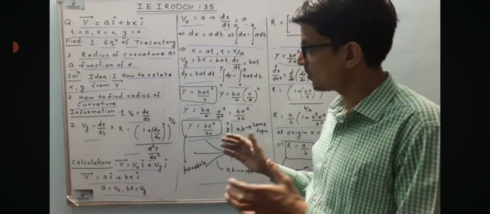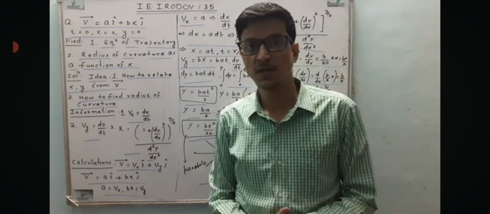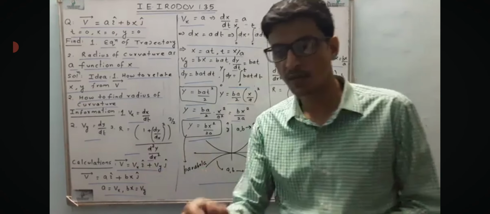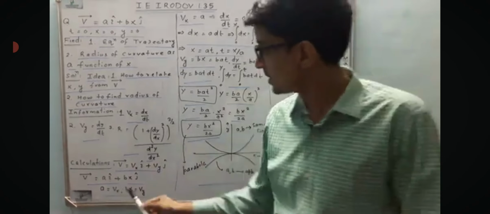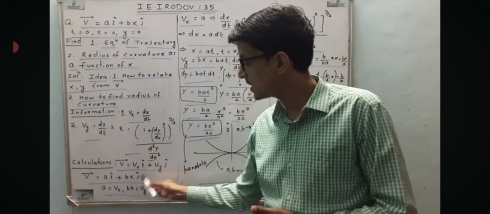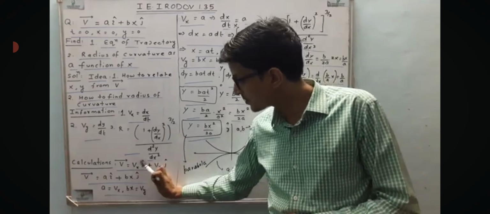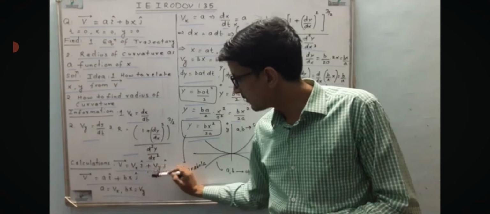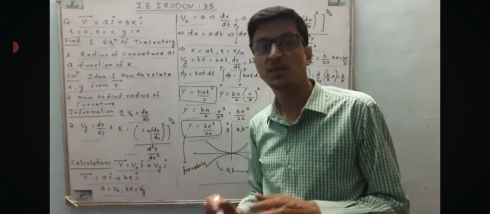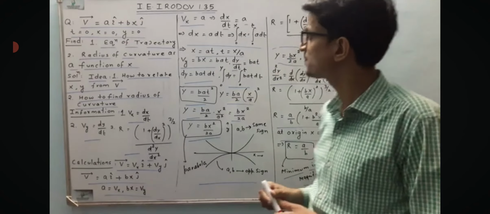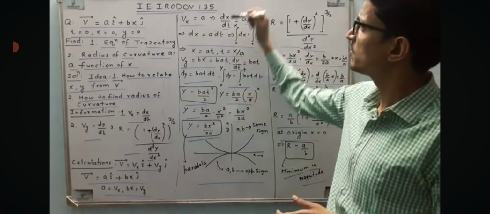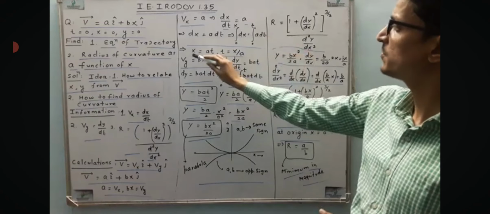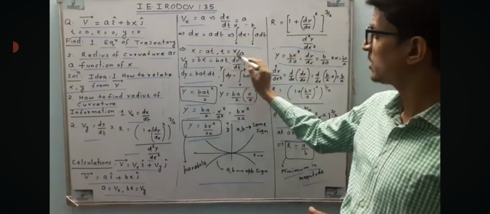Now let's talk about the calculations. So we know that the velocity vector can be written as Vx i cap plus Vy j cap. Velocity here is given to be a i cap plus bx j cap. So comparing the velocity, we can say that Vx is equal to a and Vy is equal to bx, as per the equality of vectors. Now Vx is equal to a, which means dx by dt will be a. So integrating this expression, we get x is equal to a t. So t is equal to x by a.